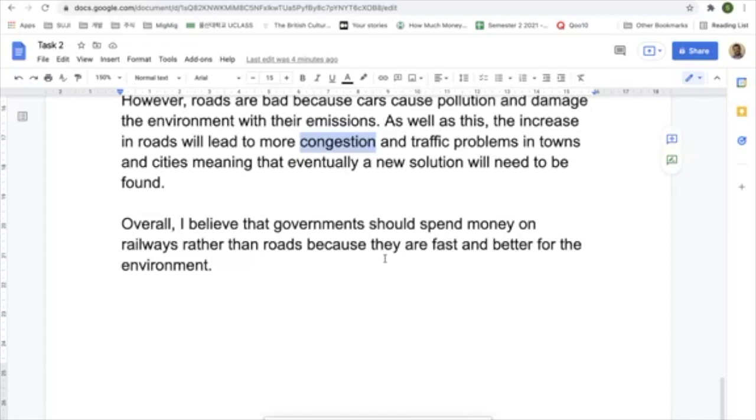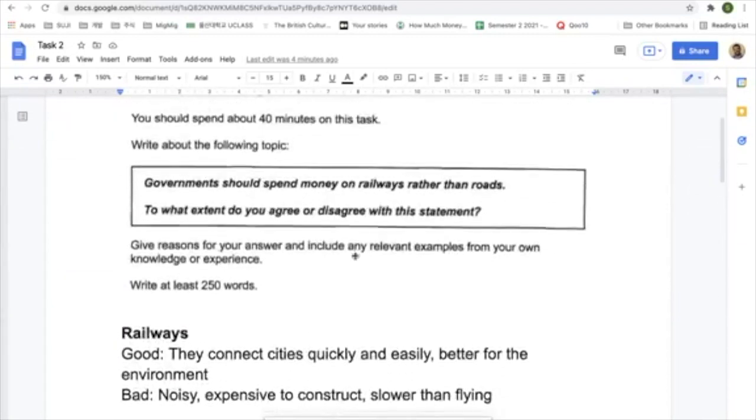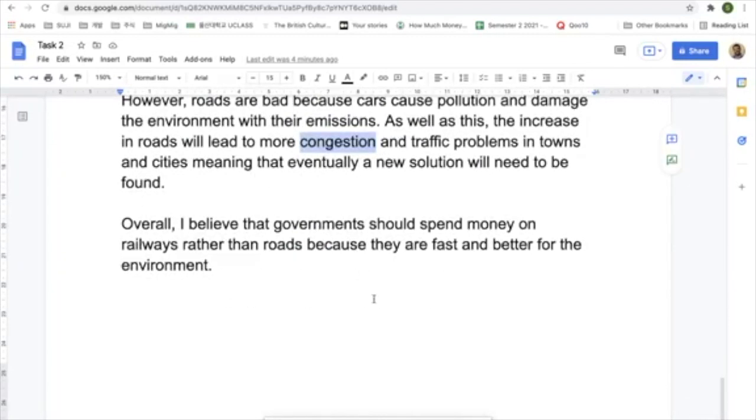Overall, I believe... because it's all about what you think, right? I ask you, what do you think about this question? It says, to what extent do you agree? That basically means, what's your opinion? I believe that government should spend money on railways rather than roads because they're fast and better for the environment. It doesn't really matter which side you take. Just choose one and use the points that you come up with to create some paragraphs to support that.